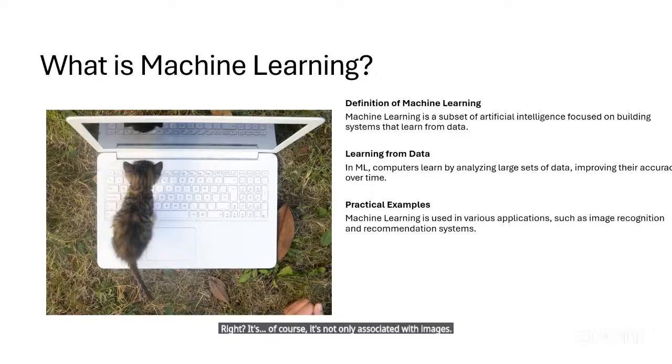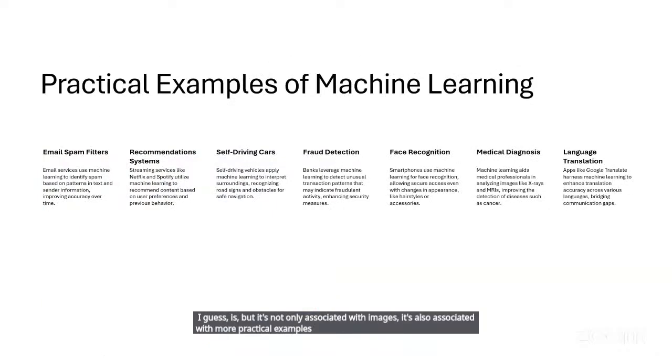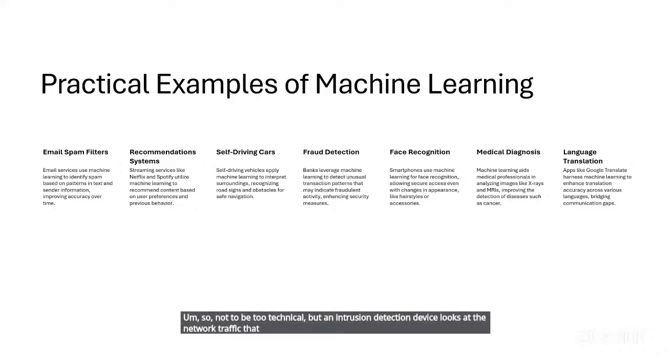A large part thereof, I guess, is, but it's not only associated with images, it's also associated with more practical examples like email spam filters, or if I work in a cybersecurity environment. So in a cybersecurity environment, I would typically have an intrusion detection device. Not to be too technical, but an intrusion detection device looks at the network traffic that flows through it.